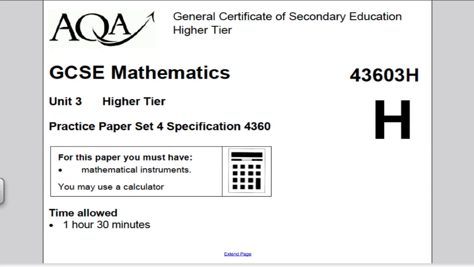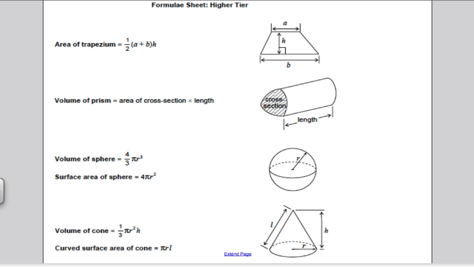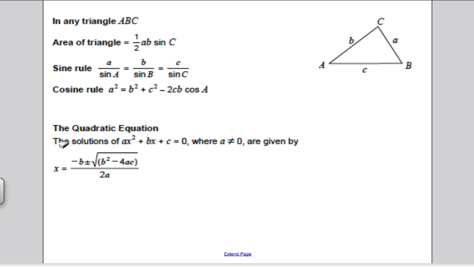In the following video, I will show you how to answer the Unit 3 Higher practice paper for AQA modular paper. It's a calculator paper and an hour and 30 minutes. You do have access to a formula booklet at the front with various formulae for you. I will point out which ones came from there and which ones didn't as we go through the paper.